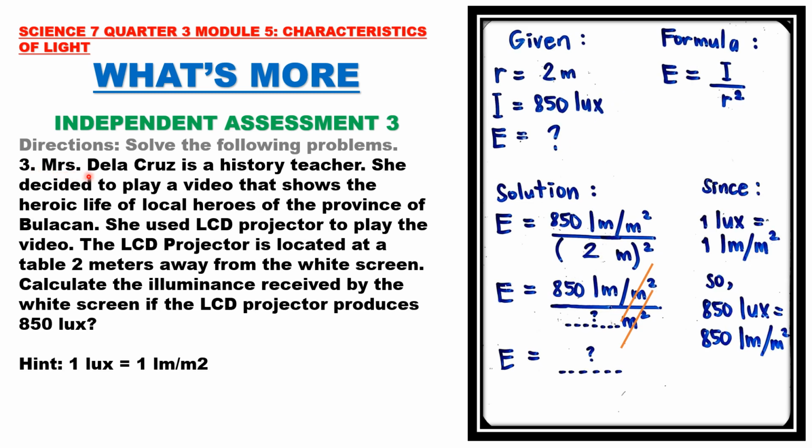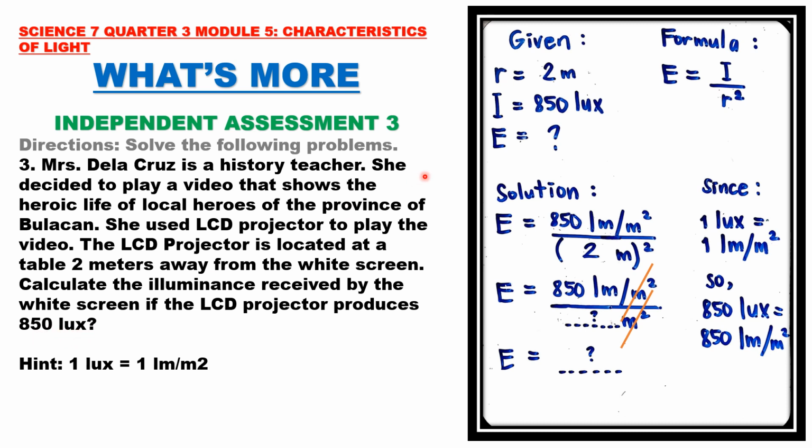Number 3, Mrs. De la Cruz is a history teacher. She decided to play a video that shows the heroic life of local heroes of the province of Bulacan. She used an LCD projector to play the video. The LCD projector is located at a table 2 meters away from the white screen. Calculate the illuminance received by the white screen if the LCD projector produces 850 lux.